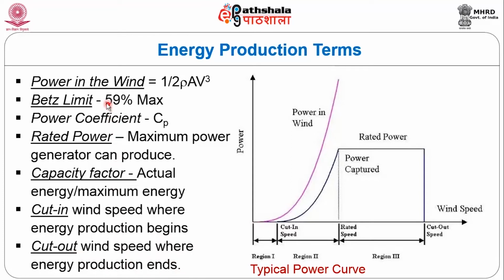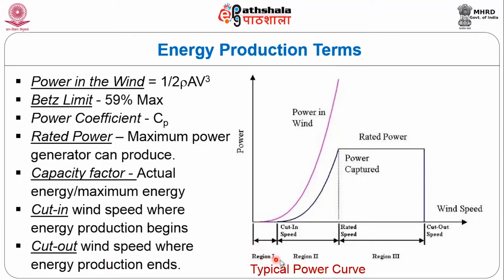These are all very important terminology. The Betz limit is 59%, and the power in the wind is about half rho A V cubed, and rated power is where you can get the maximum power, capacity factor is the ratio between actual energy generated and maximum energy generated, and cut-in speed is the speed necessary to start the machine. Cut-out speed is the speed beyond which production ends. Production will be stopped automatically, otherwise it creates some dangerous problems in the machine.